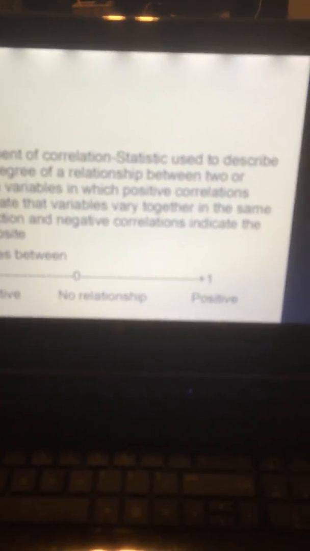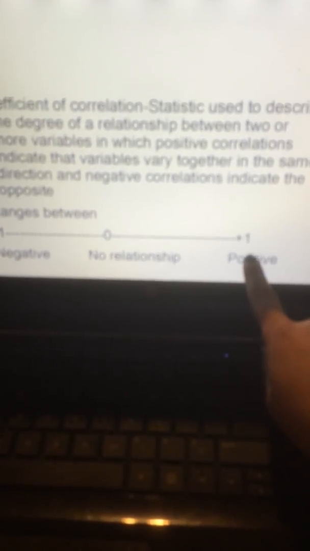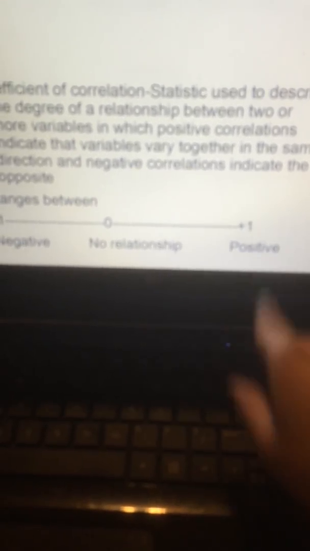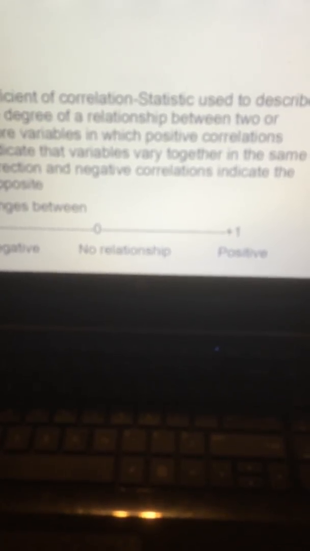So if you have two variables varying in the same direction, that means as one variable increases, the other variable increases. That's known as, look where I'm pointing my finger, a positive correlation. Okay? Now a perfect positive correlation is +1. This is a one-to-one thing.